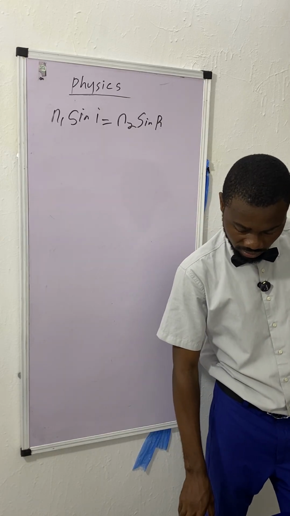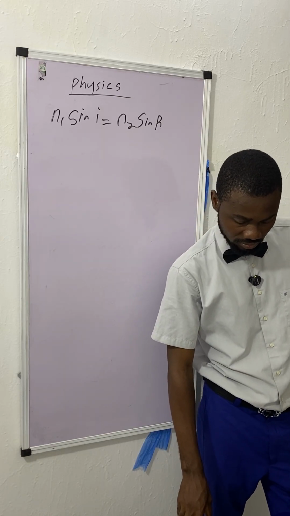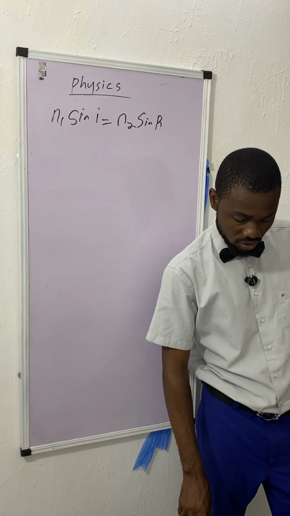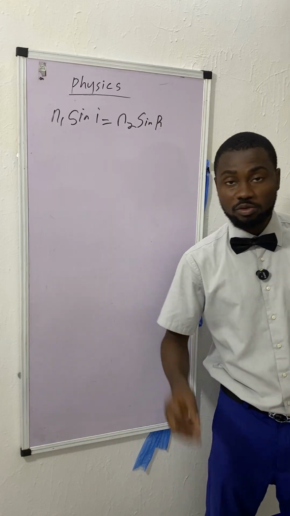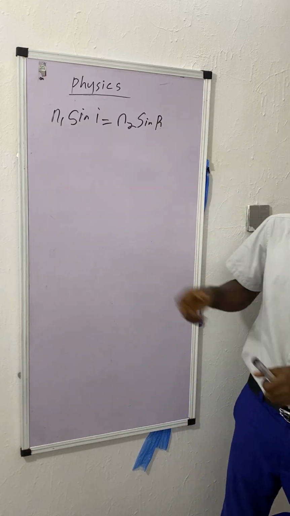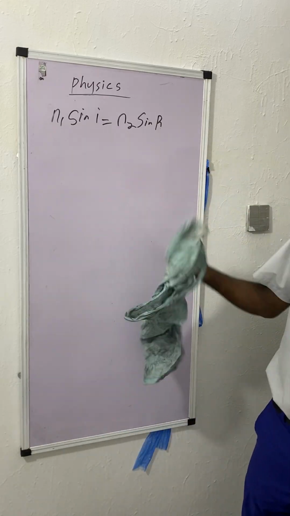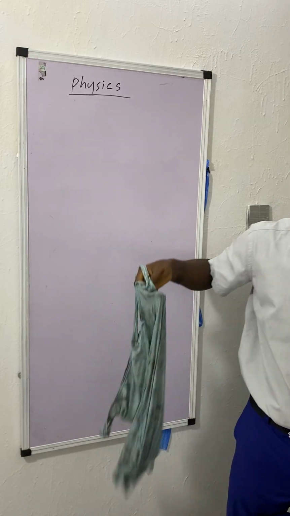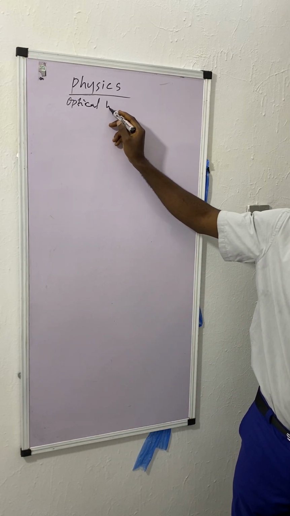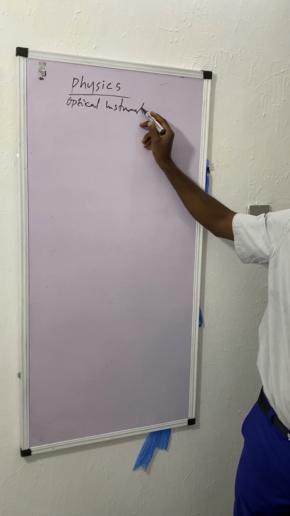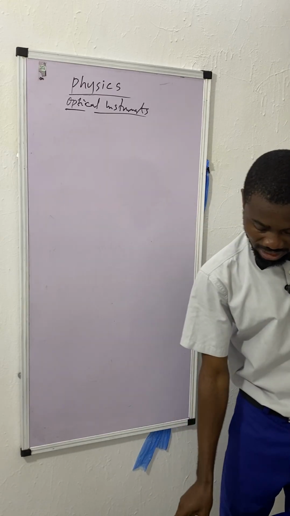Let's move on to the next subtopic. Optical instruments. I said we're going to eventually come to this part. What are optical instruments? Devices used for viewing and magnification. That's optical instruments. Devices you use for viewing and magnification.